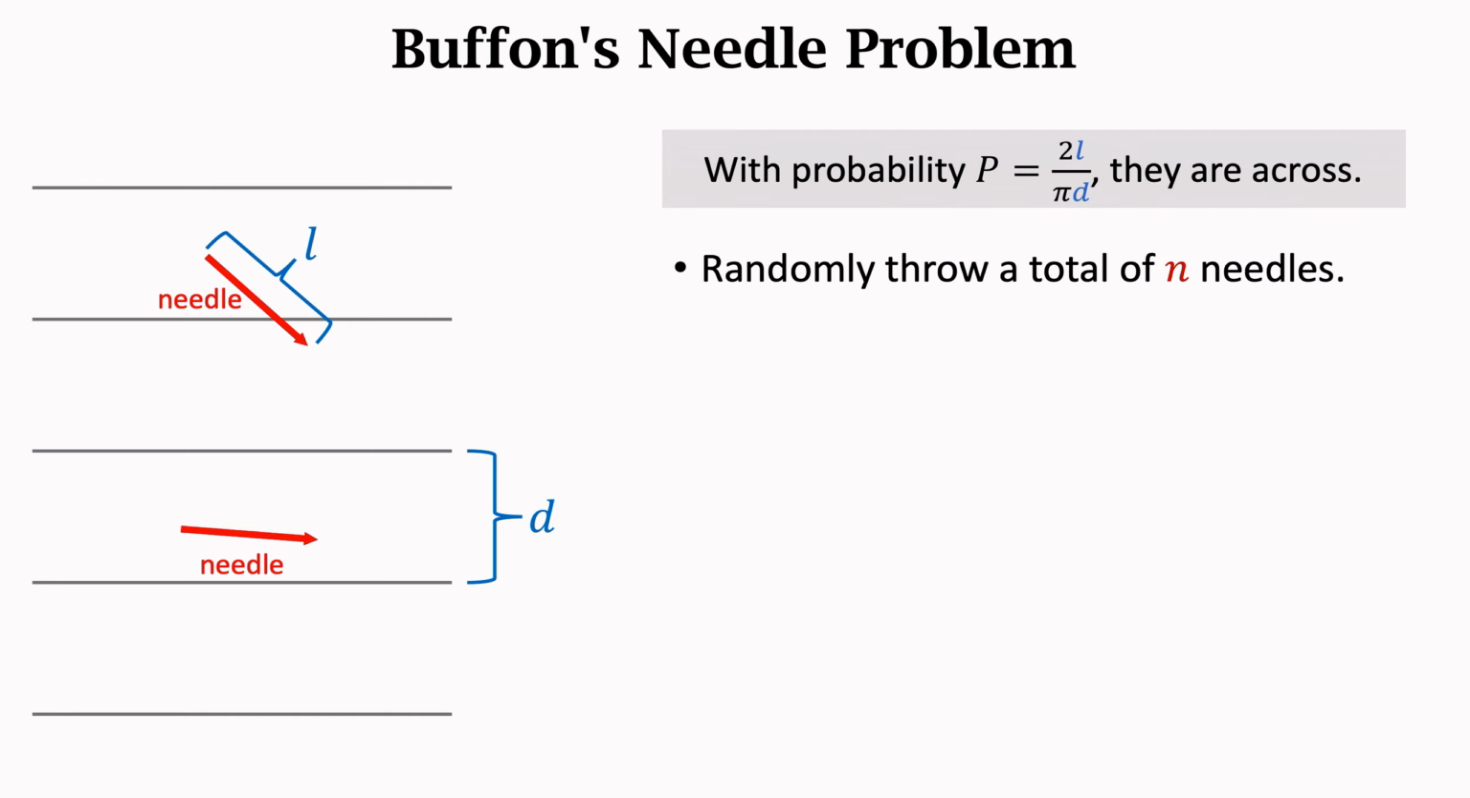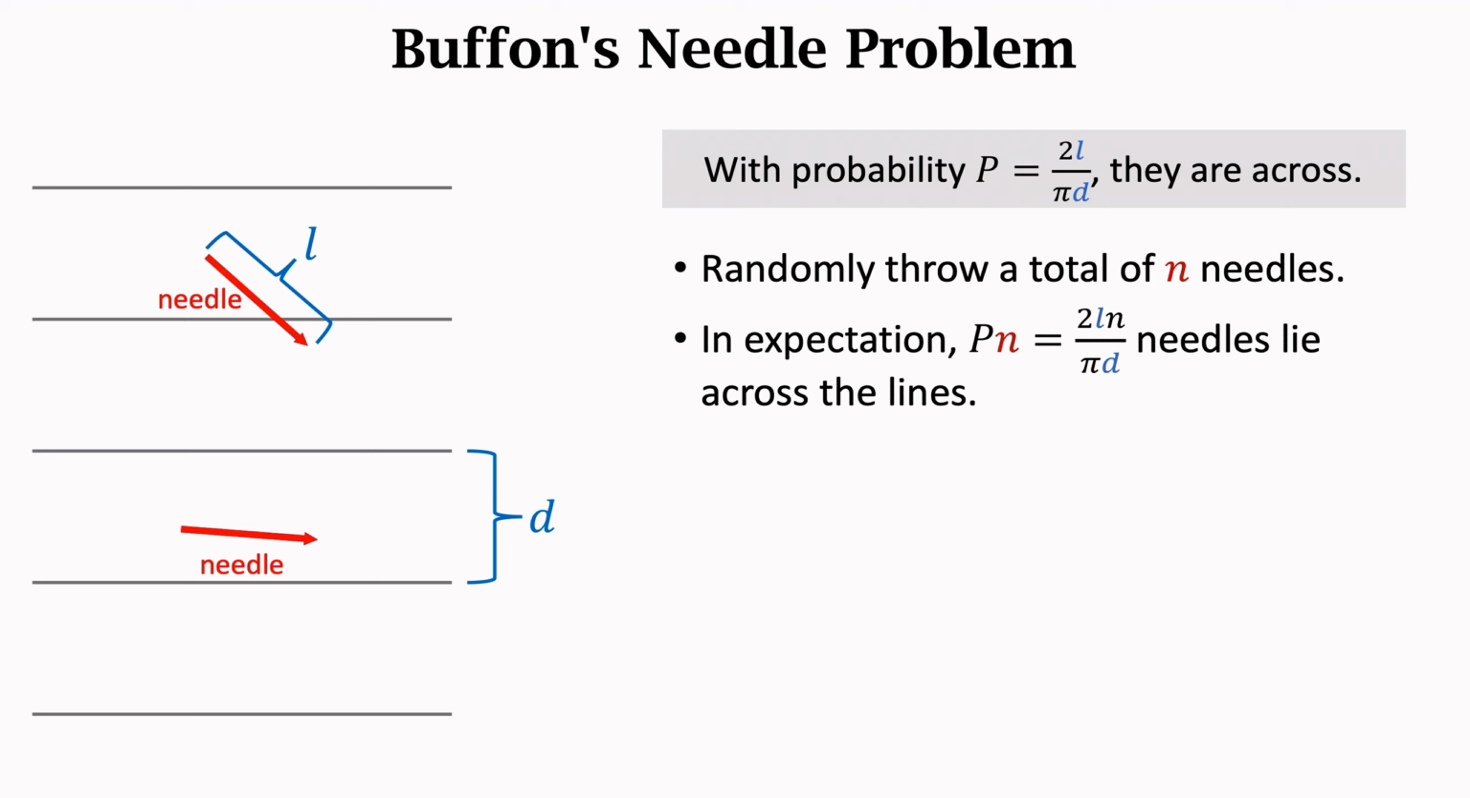We can randomly throw a needle onto the paper and repeat this process n times. Each needle lies across a line with probability P. The experiment is repeated n times, so in expectation, Pn needles lie across the lines. Using the probability P we derived, we have Pn is equal to 2Ln over pi d. This is the expectation.